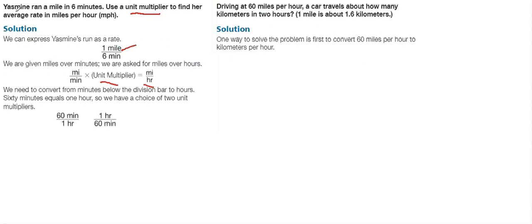For example, if Yasmin ran a mile in 6 minutes, we might show that as 1 mile over 6 minutes. Okay? We don't really say miles per minute very often. So 1 mile over 6 minutes. A unit multiplier to change that to miles per hour would simply be put miles on the bottom and put minutes on the top.